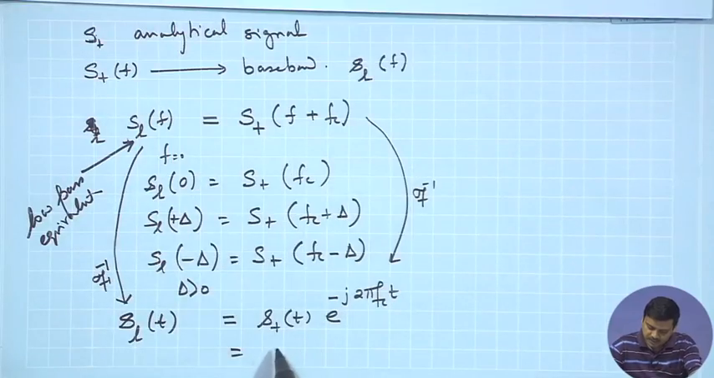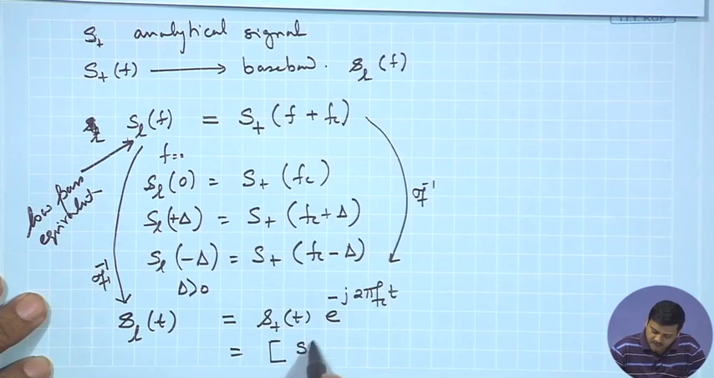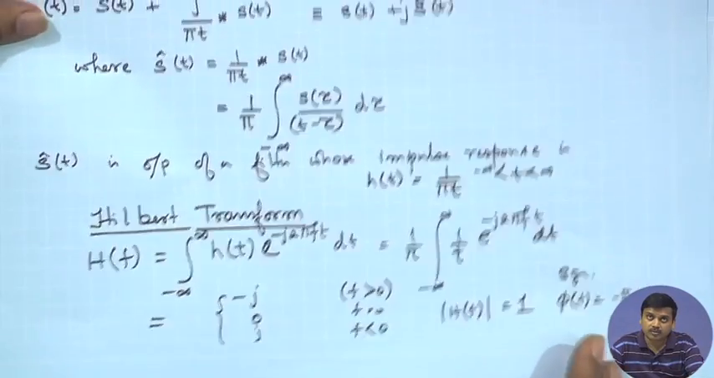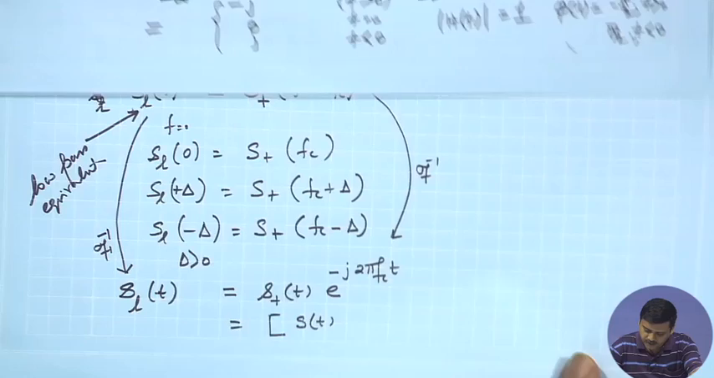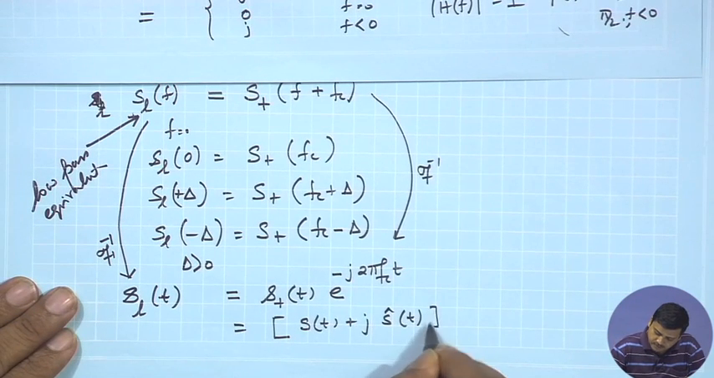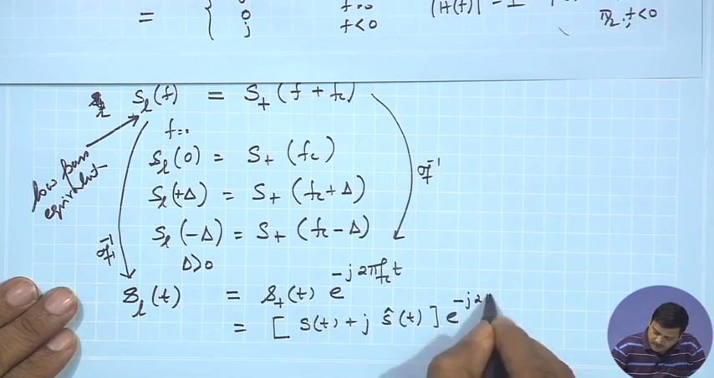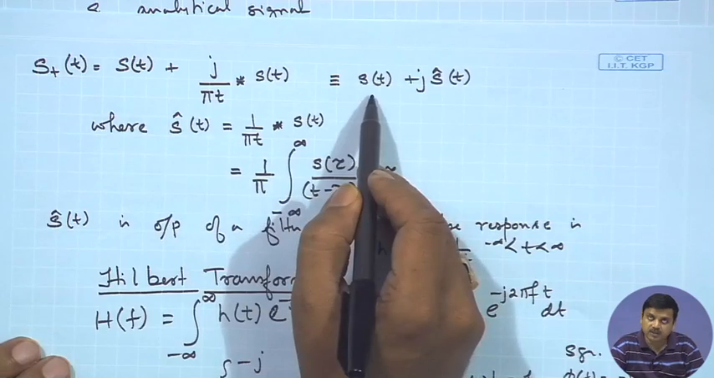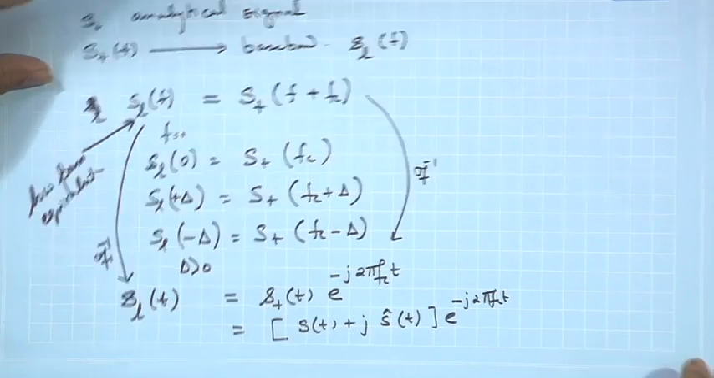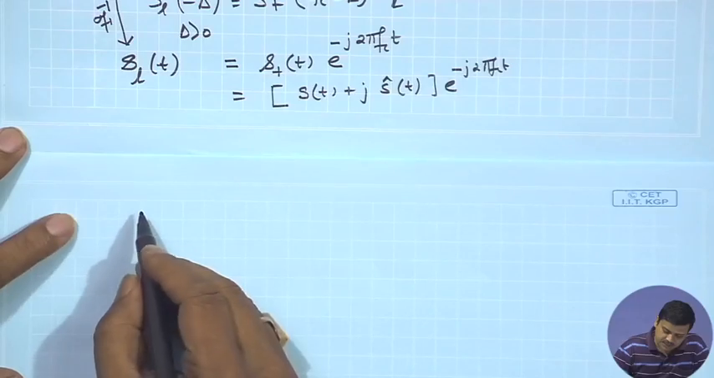So, we could simply say this is equal to S of t plus j S cap of t, times e to the power of minus j 2 pi f_c t. Simply, we have replaced S_plus of t with this expression, and we have got this expression. So, what we can see here is that S_L of t is in general complex.